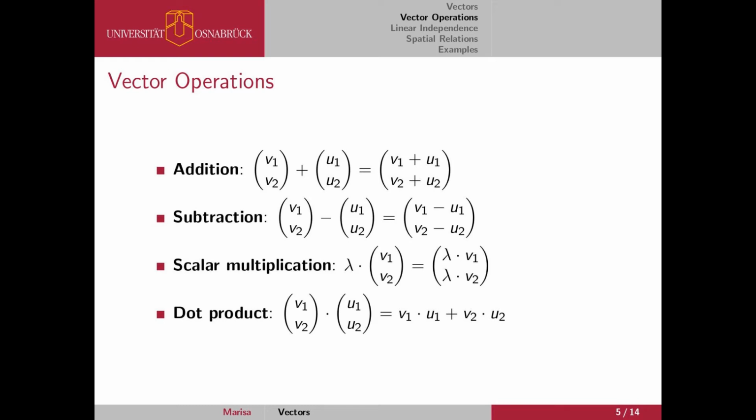For subtraction, it works the same. But this should be clear because subtraction can always be represented as some kind of addition. So we also do it row-wise here. Therefore, we end up with v1 minus u1 in the first row and v2 minus u2 in the second row.